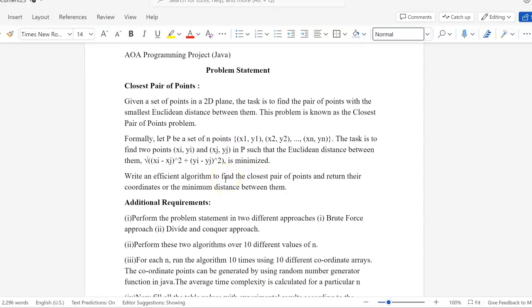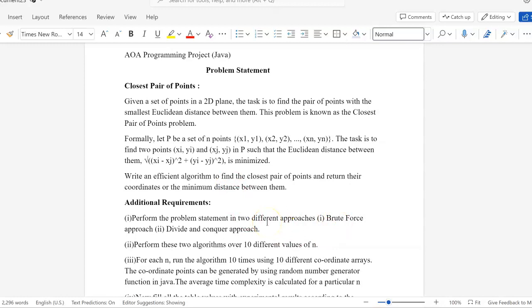We were asked some additional requirements along with this efficient algorithm. We need to solve the problem statement in two different approaches. One is the brute force approach and the other one is the divide and conquer approach. We need to perform the runtime analysis of these two algorithms over 10 different inputs. The inputs can be of our choice, and it is better to choose as large inputs as possible in order to analyze the exact time complexity for larger values of n.